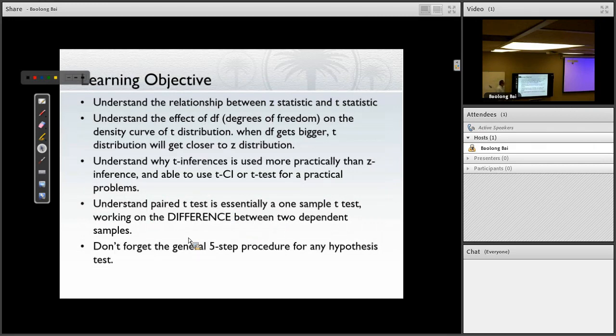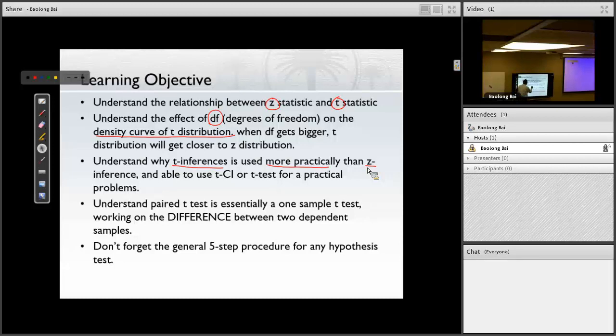So learning objective, we need to understand the relationship between Z statistic and T statistic. They're very much closely related. And the T statistic will have a T distribution. And the T distribution has another parameter called degrees of freedom. Okay? So we need to understand what degrees of freedom is, how do we find it, and how will the degree of freedom affect the density curve of the T distribution. And then T inference is a lot more useful than Z inference in practice. We're going to talk about the reason very quickly.